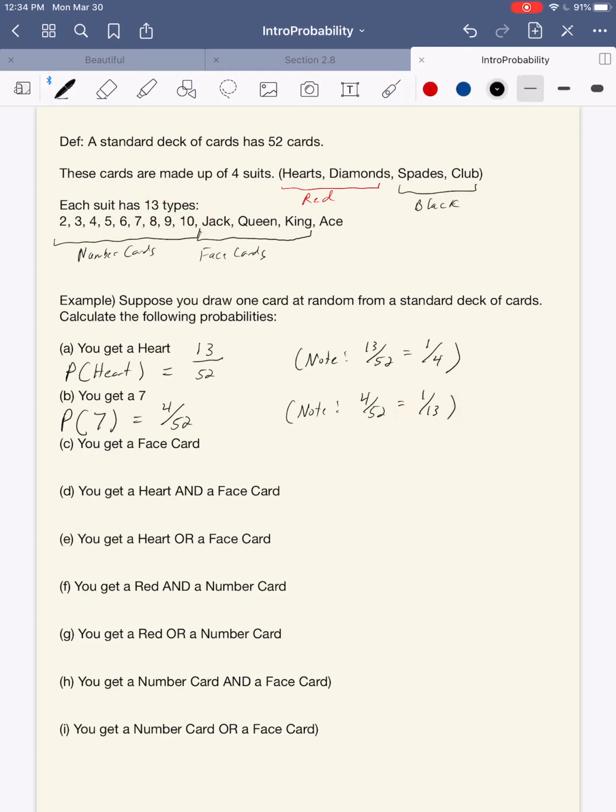All right, what about getting a face card? So the probability of a face card. Well, a face card is not just one thing. That's really the probability that you get a jack or queen or king.